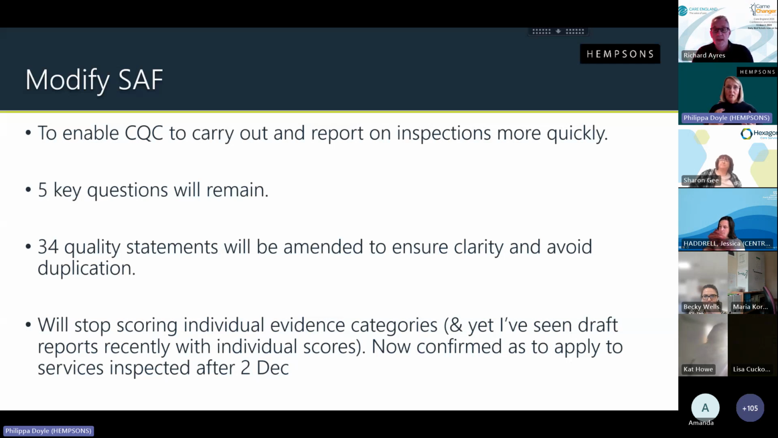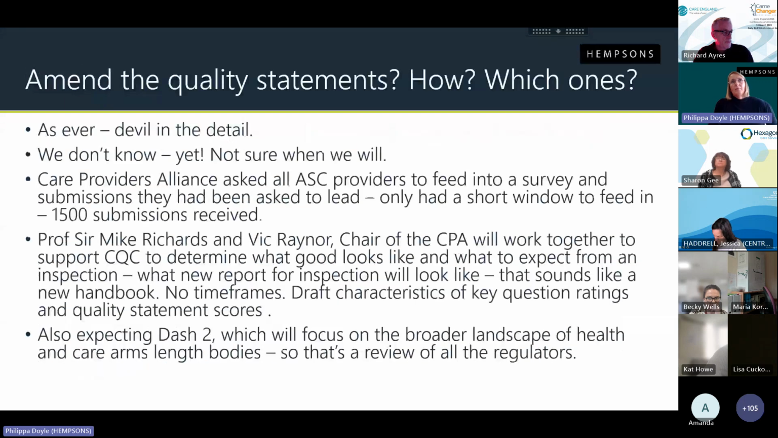And they are potentially something that's going to be relevant when you're looking at any factual accuracy challenge that you might need to do. But anybody where CQC turned up yesterday, or they might turn up tomorrow or sometime next week, the focus should be on the next level up. So they won't be scoring the individual pieces of evidence. They should just be scoring the quality statement itself. So, as I say, we don't know what the detail is yet as to how the quality statements are going to be amended, which ones might be amended, what they're going to look like.